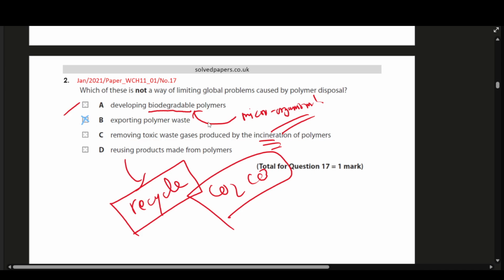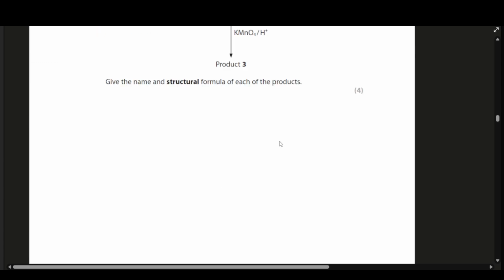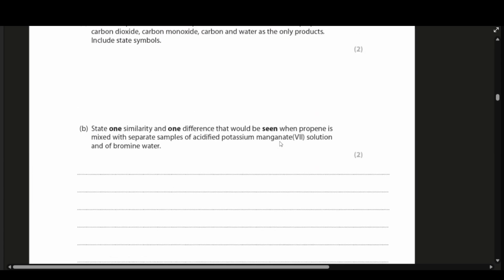Now this is not a way of limiting global problems, because if you simply export polymer waste without refining it, then it's not going to limit the global problem. So I guess yes, B is your correct answer. All right, Sylvia and Elham, did you understand? Okay.